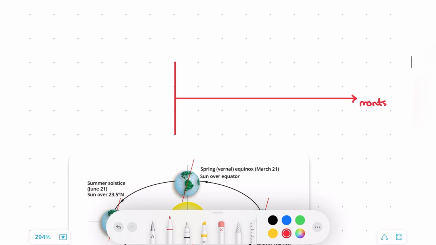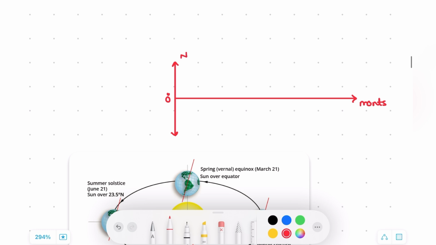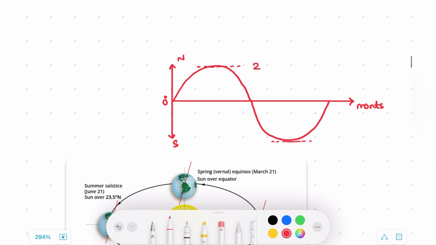This is the months, and this is 0 degrees equator. This is north, this is south. So the sun starts at the equator. As the earth is rotating, it climbs up to a maximum of 23.5 degrees north, after which it comes down again to the equator, then further goes down south to 23.5 degrees south, only to come up again, right? So these boundaries mark 23.5 degrees north and 23.5 degrees south.